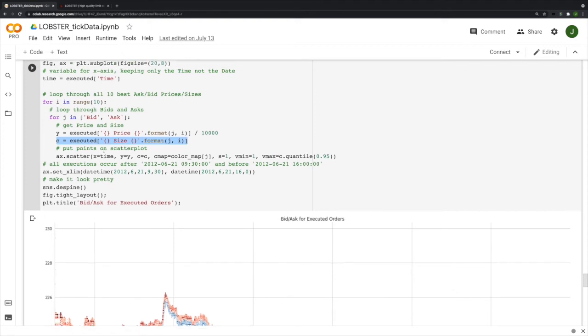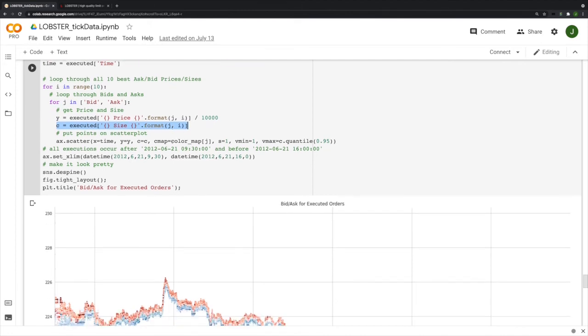X is the time of the event. Y is the price. C right there is controlled by the size of the order, the size of the limit order.